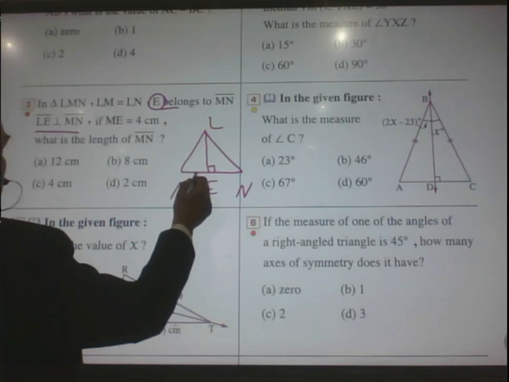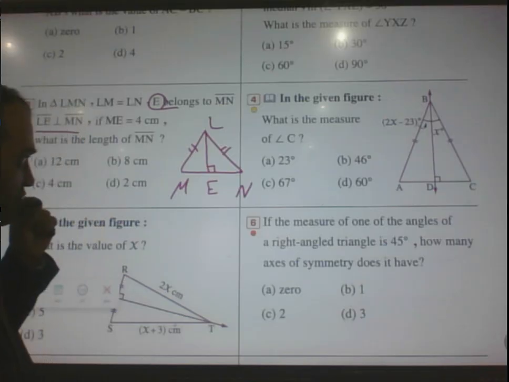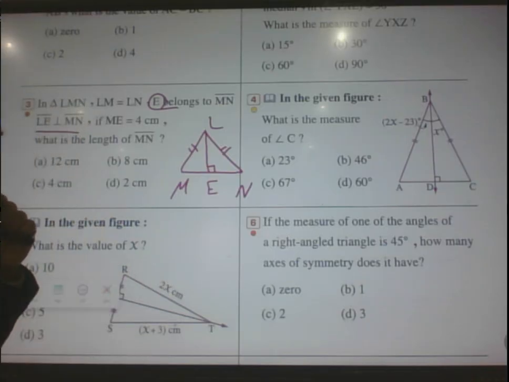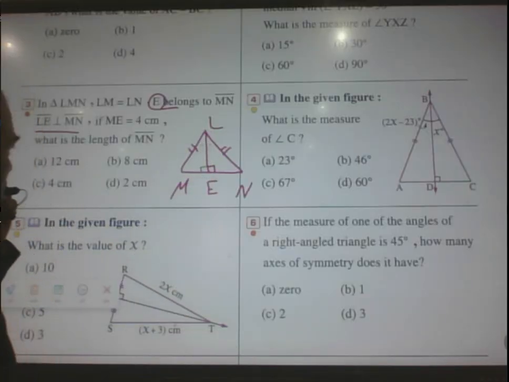This line segment is 4 centimeters. He gives me the isosceles triangle. Then LE will be the line of axis of symmetry. This axis will be perpendicular to the base of the triangle, and it also bisects the vertex angle into two equal angles. Okay, this will also be 90 degrees.